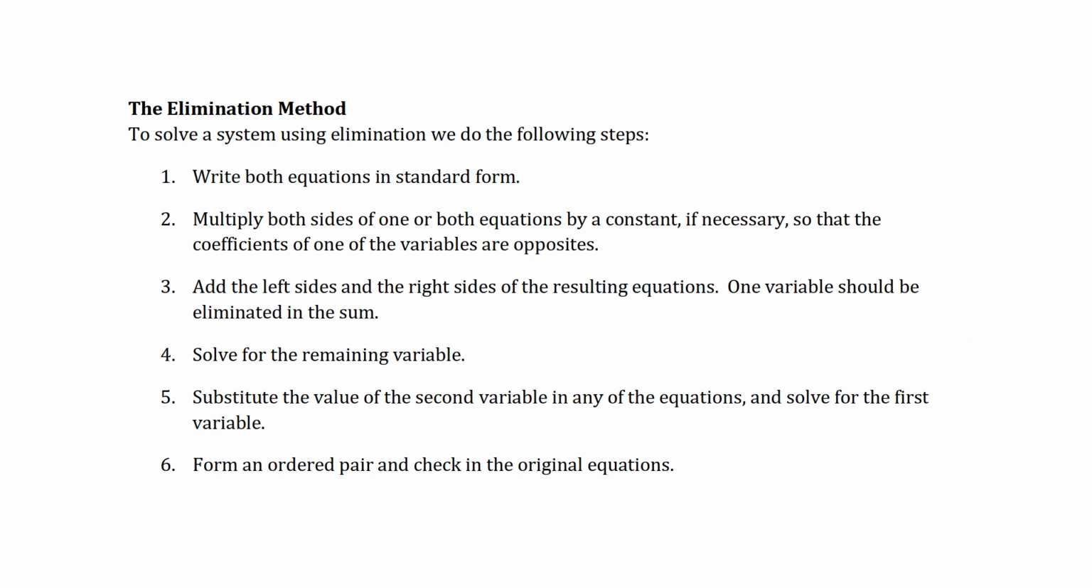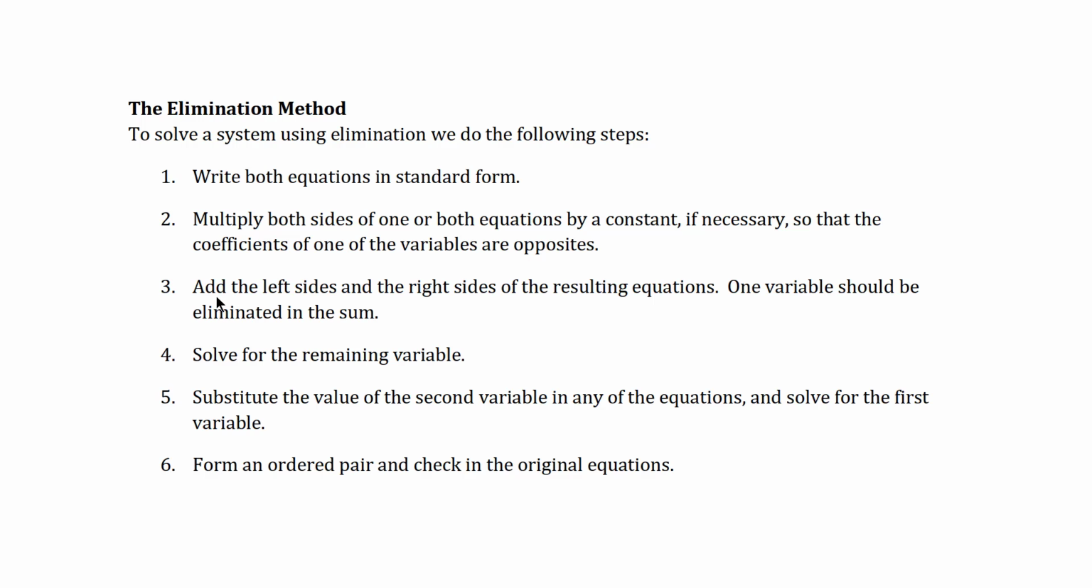Next, we're going to go over the elimination method. To solve a system using elimination, we do the following steps. Step 1, write both equations in standard form. Step 2, multiply both sides of one or both equations by a constant if necessary, so that the coefficients of one of the variables are opposites.